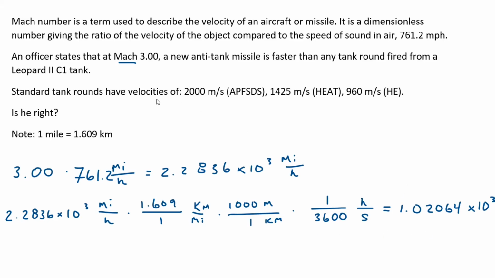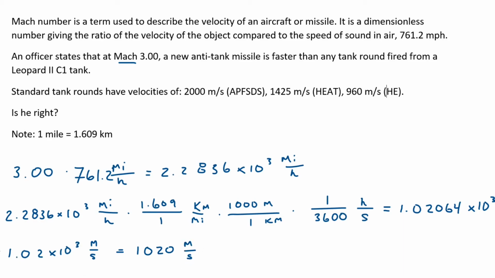When we look back at our original problem, we have 3 significant figures for Mach, 4 for the miles per hour of the speed of sound in air. So Mach number has the fewest, so we're limited to 3. So that's 1.02 times 10 to the 3 meters per second, or 1,020 meters per second. Okay.